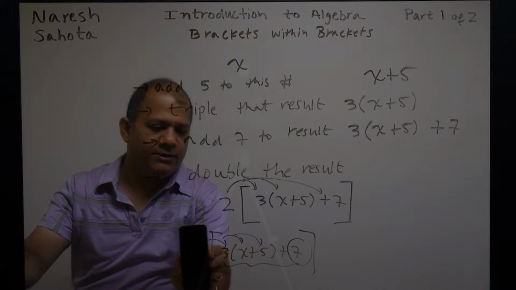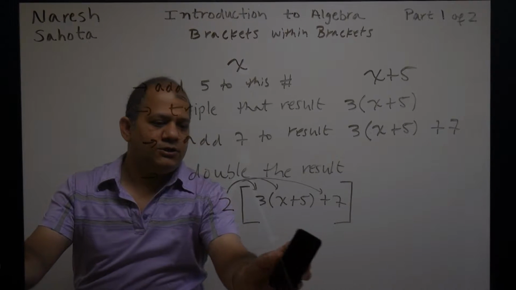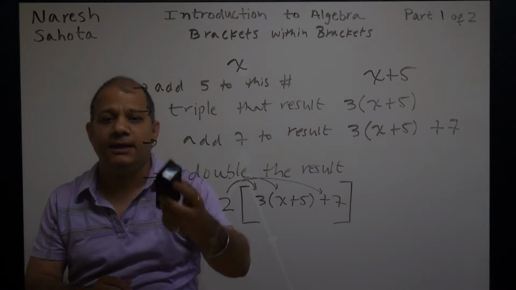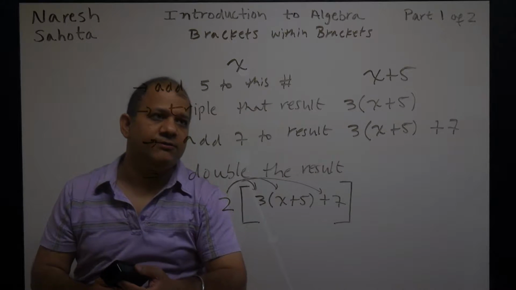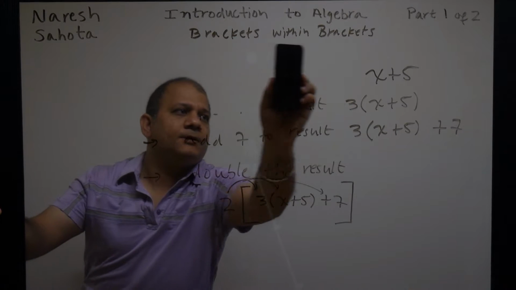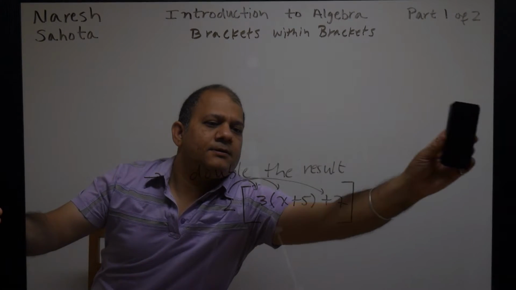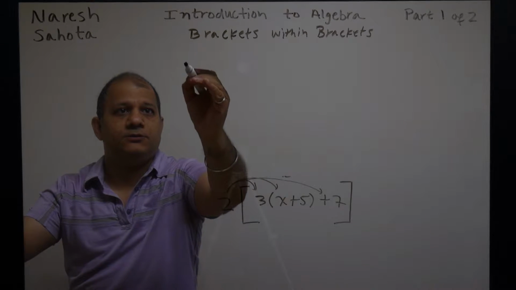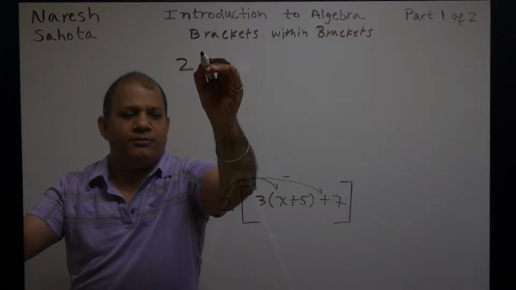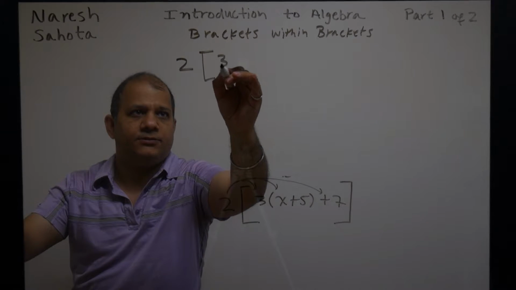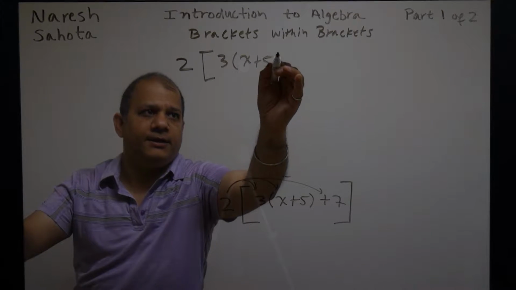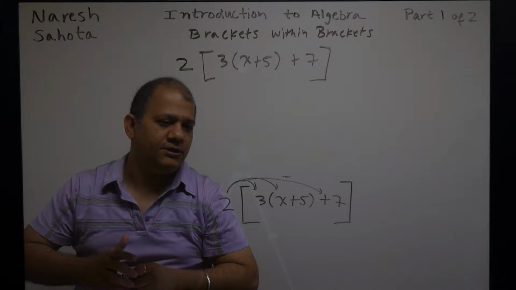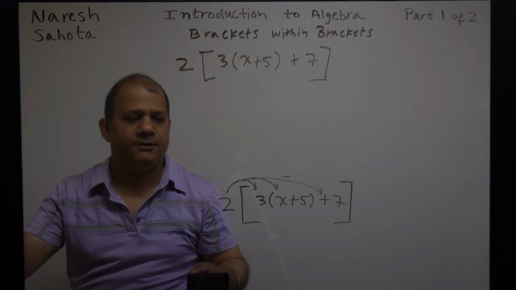Okay, so I'm going to erase this part. Now I'm going to write this on top, and then we'll work our way through and simplify that. Okay, so I'm going to copy. So now the question would be: simplify 2 times 3 times x plus 5, and then plus 7. Okay, so that's the question: 3 times x plus 5 plus 7.